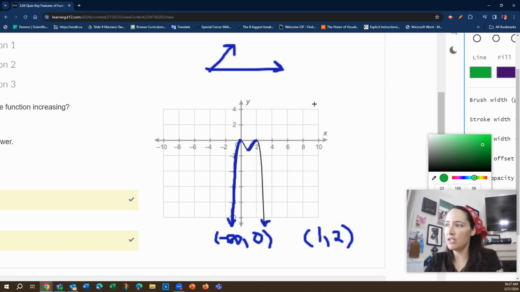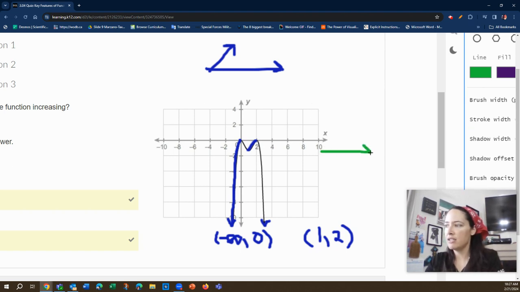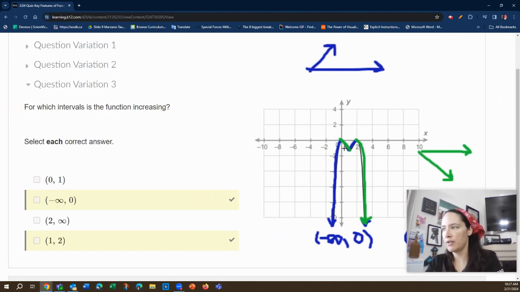Notice if we're decreasing, as we go right, we're slanting down. So we start here. We're going down. Okay. Down. So the opposite intervals, as you can see, so from 0 to 1, we would be decreasing. From 2 to infinity, we would be decreasing.